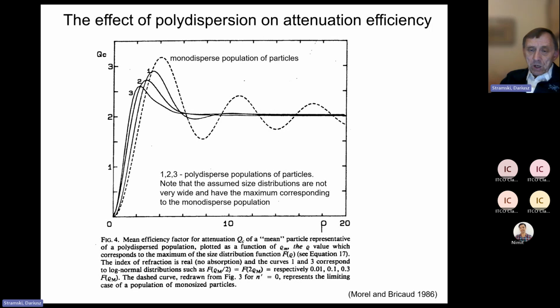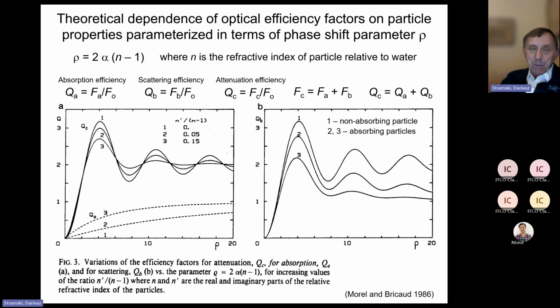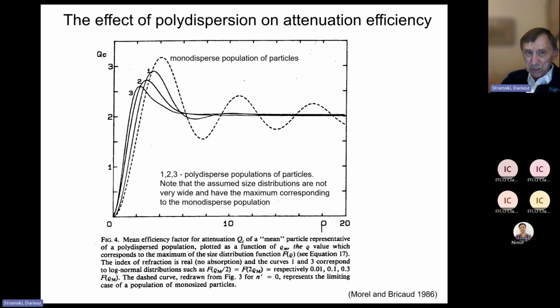Now, I've been talking here about calculations for single-sized particles. Single-sized particles are referred to as monodisperse. They form a monodisperse population of particles. So if you have an assemblage of particles that have identical size, we refer to this assemblage as monodisperse. Realistically, any species of phytoplankton is not perfectly monodisperse, as I indicated before.